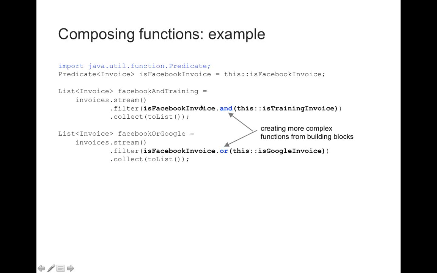In this filter method, we'd like to create a new predicate, which is the composition of isFacebookInvoice and this other method which we define, which is called isTrainingInvoice. And this is possible because the predicate interface in Java 8 supports this and method, here bolded in blue. And we can do something similar, let's say if we'd like to find out invoices that are either from Facebook or from Google. Well, we just need to use this other method called or.